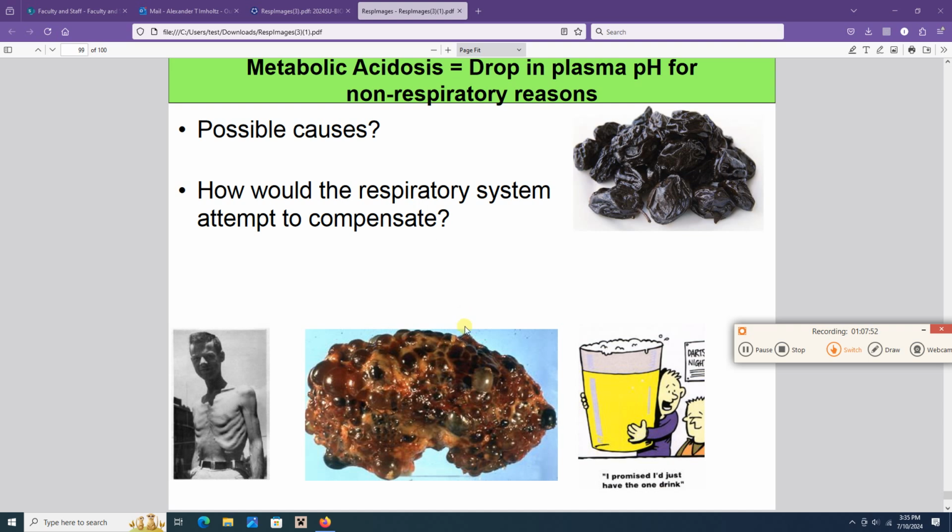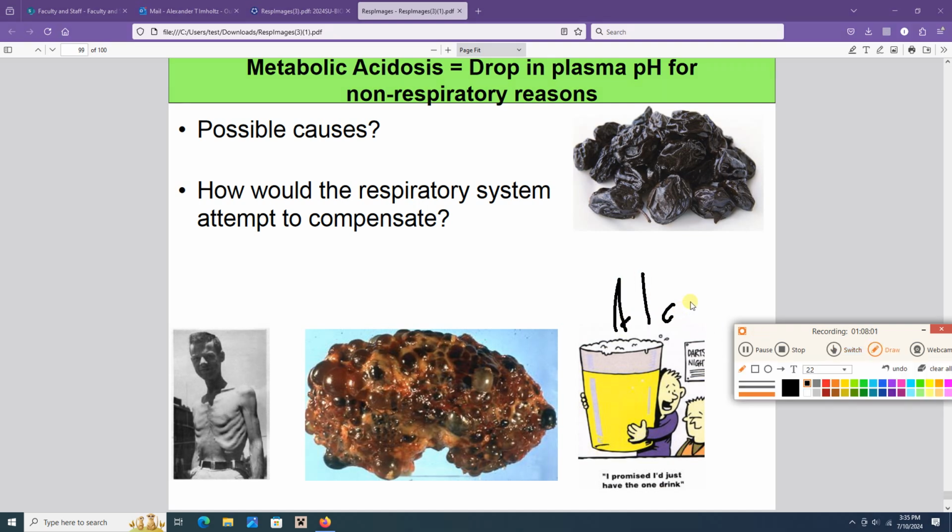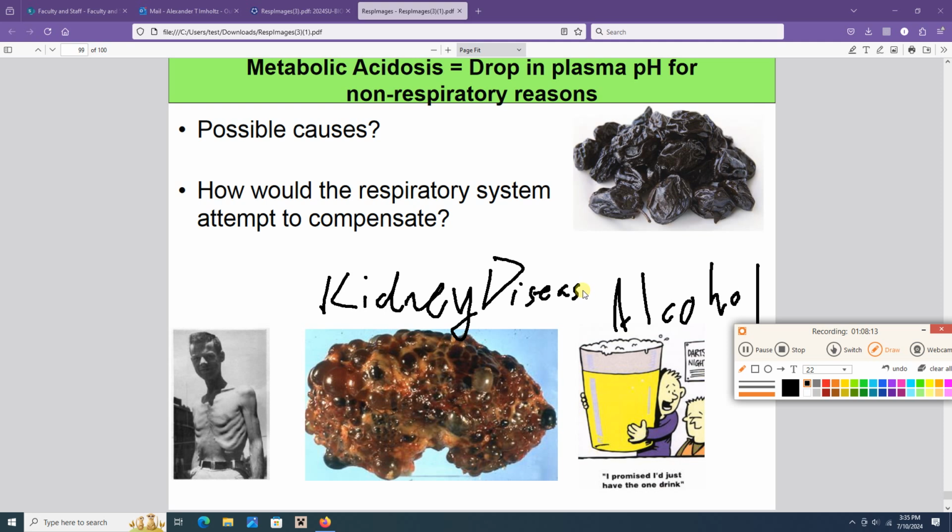If you have kidney disease, that is a kidney right there. So if you have kidney disease, we have alcohol can cause metabolic acidosis. Kidney disease is going to cause metabolic acidosis because the urine is acidic. So if your kidneys are not working, you don't make urine, and you don't pee away that acid. You retain that acid, you become more acidic.